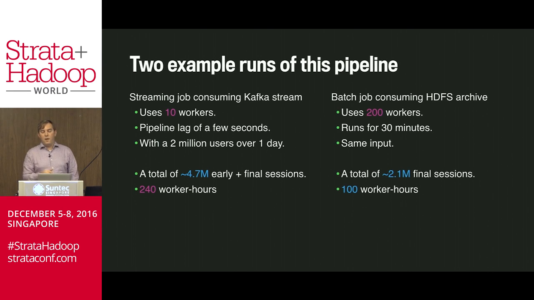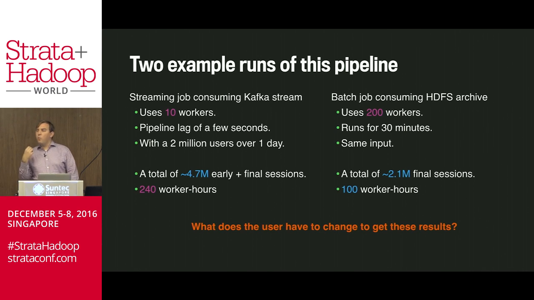Now, I have a batch job. I'm analyzing the same data, but stored on HDFS because it's yesterday's logs. In this case, I don't really care about those speculative results. I'm going to spin up, I'm making this up, 200 workers and run it for 30 minutes. I get the same input, I get the same output, except I don't have any of those speculative results. And because I'm able to do this so much more efficiently, I use roughly half the number of workers, right? Only, say, 100 worker hours.